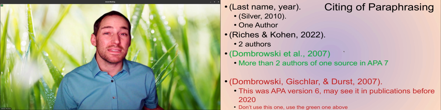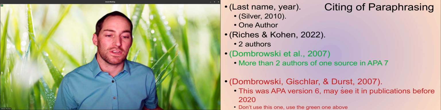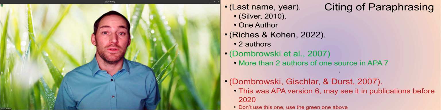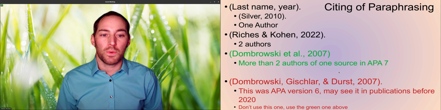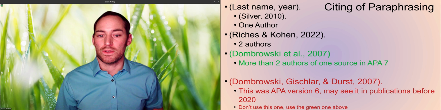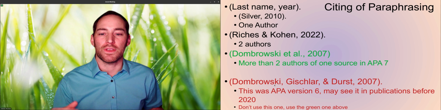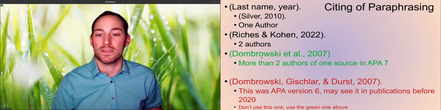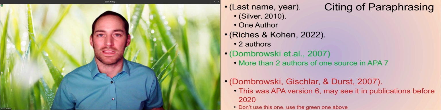So you might see in some of the papers you read something like this: Dombrowski, Gichler, and Durst, 2007. So that's 3 authors there. You might see that in some of the papers that you're reading. Up until about 2020, that is how we used to do it. For anything over about 5 authors, the first time you would put all the authors' names, and then every other time you would say Dombrowski et al. Now we just start with Dombrowski et al. It makes it just a little bit shorter.